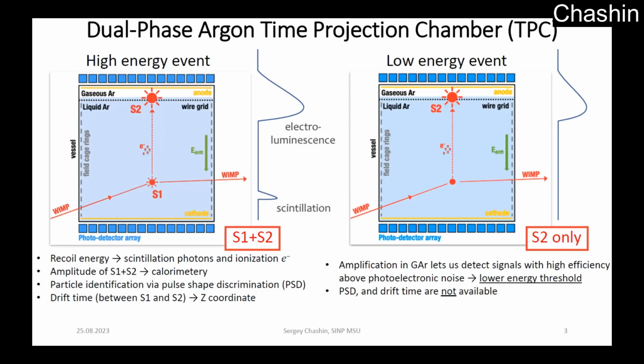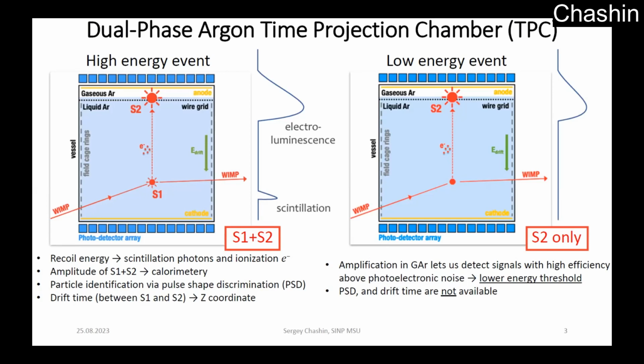So the amplitude of both signals, S1 and S2, provides calorimetry, and both signals also provide particle identification via pulse shape discrimination. The drift time between S1 and S2 also provides Z-coordinate reconstruction. In the case of a low energy event, the S1 signal becomes unavailable, because amplification in gaseous argon lets us detect S2 signals with much higher efficiency. So the detector has a much lower energy threshold for S2 signals.